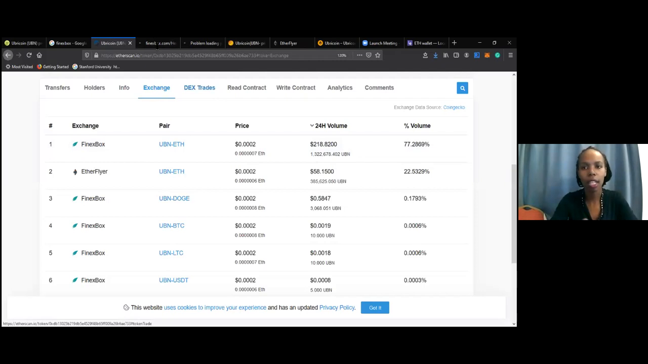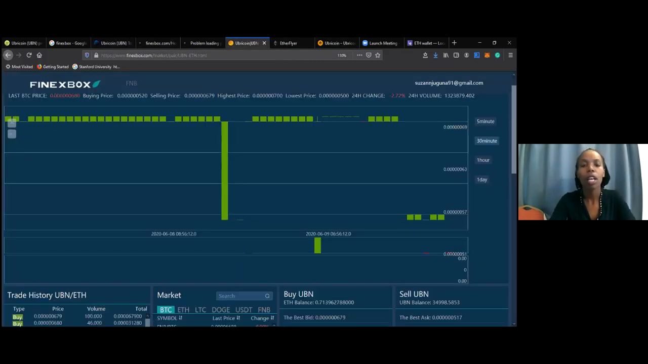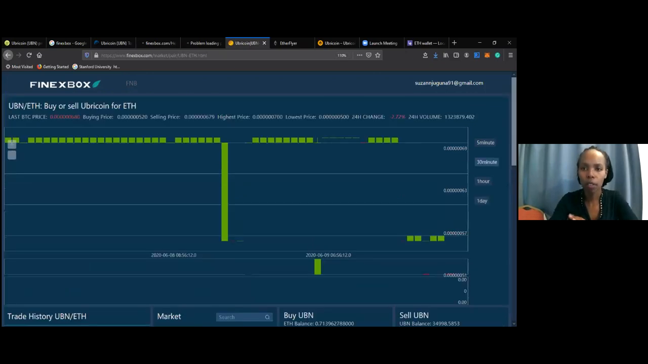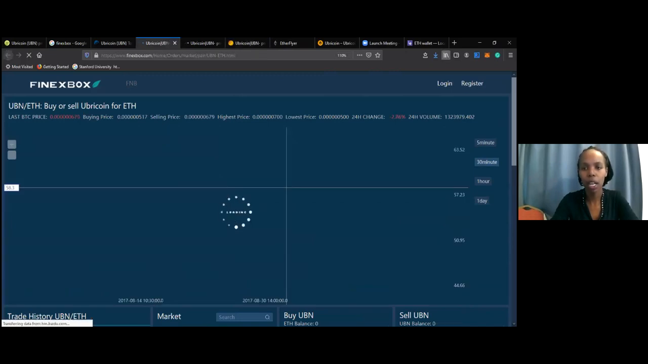I think I had an exchange opened here, so we can still use this. If you do not have an account, to create an account, there is an option to log in and register, and that is what you need to do. Yes, here we are. There is this option to log in and register. If you're new, you just click on register, and then you'll be required to key in your email address and a password.